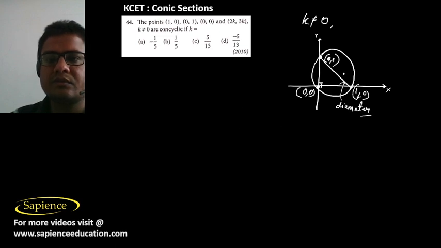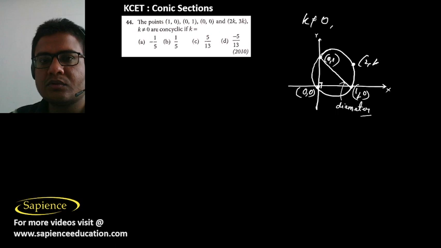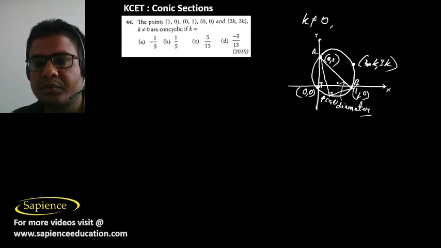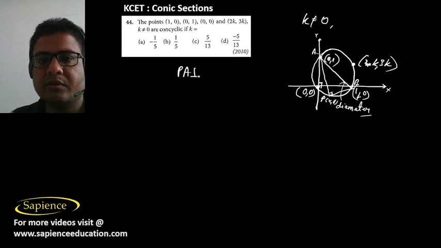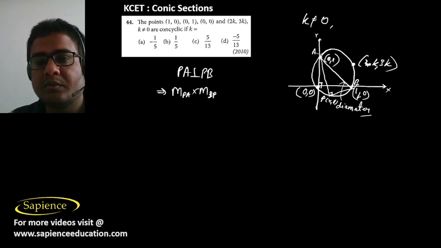Therefore we can find the equation of the circle, and 2k, 3k also lies on the circle. So now first we can find the equation of the circle. If we take any point x, y, then obviously this will be a right angle. Means the slope of PA and PB, their product should be -1. Since PA is perpendicular to PB, the slope of PA into the slope of PB should be -1. So by using this concept we can write the equation of the circle.